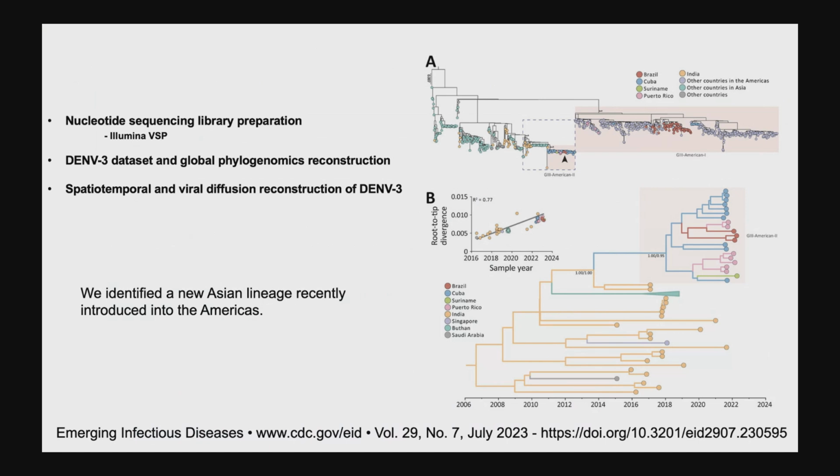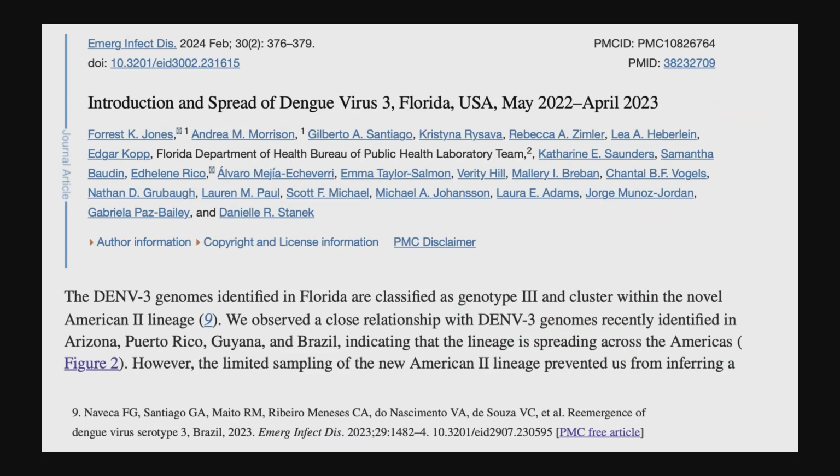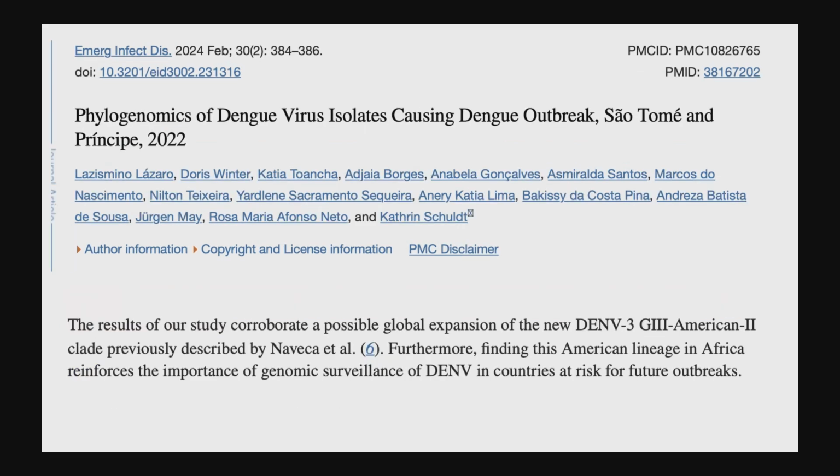And it's interesting, this virus is now circulating in different places, as this paper shows with the detection in the United States, in Florida, where they identified the same genotype that we have already described. The same was in this paper from São Tomé and Príncipe, where our colleagues could also identify the same genotype that we previously described.